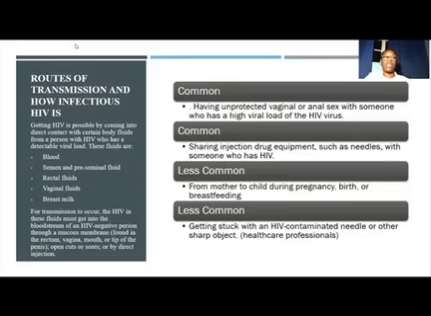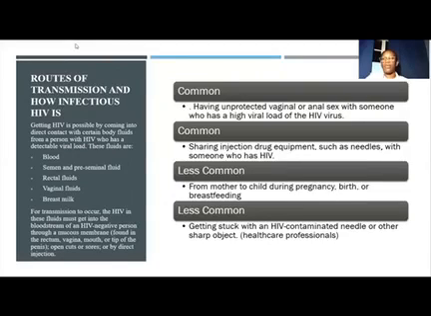Routes of transmission and how infectious HIV is. Now, you can contract HIV in many different ways, but transmission occurs through fluids. The HIV in these fluids must get into the bloodstream of the HIV negative person through a mucous membrane, which are found in the rectum, vagina, mouth, or tip of the penis, through open cuts or sores, or by direct injection. These bodily fluids are blood, semen, pre-seminal fluid, rectal fluid, vaginal fluids, and breast milk.